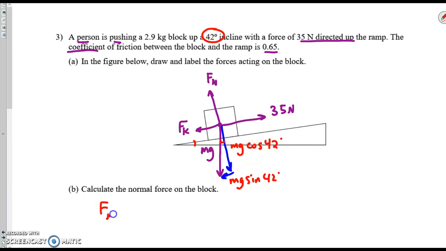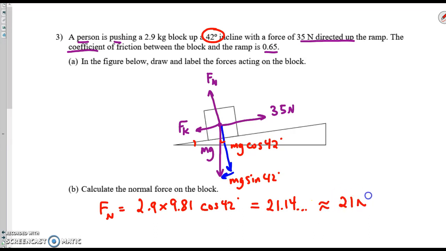The normal force has to balance mg cos 42 because the block is not lifting off the ramp, it's not going up into the air, it's not accelerating downward into the ramp, it's not crushing the ramp. So these forces have to balance. So we do m times g, and remember it's this down arrow which is cosine 42. When we calculate this value, we get 21.14, and rounding for sig figs to report the answer is 21.